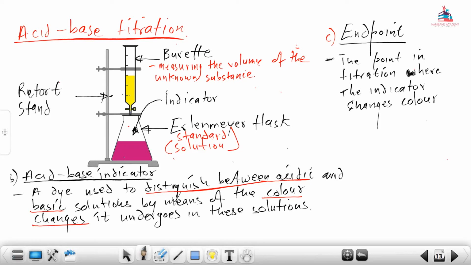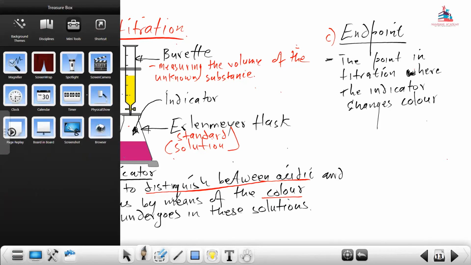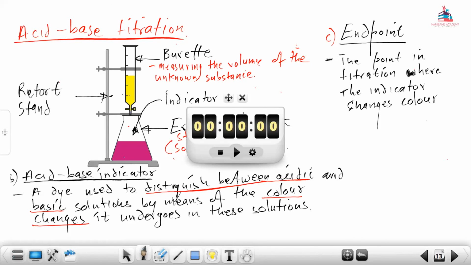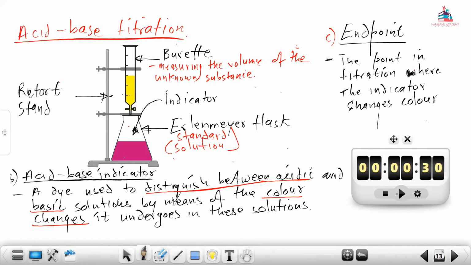end point. So how do we tell of the end point? By the color changes. What do we need? An indicator for that. So I'm going to give you 30 seconds for you to digest all these, and ask questions thereof.